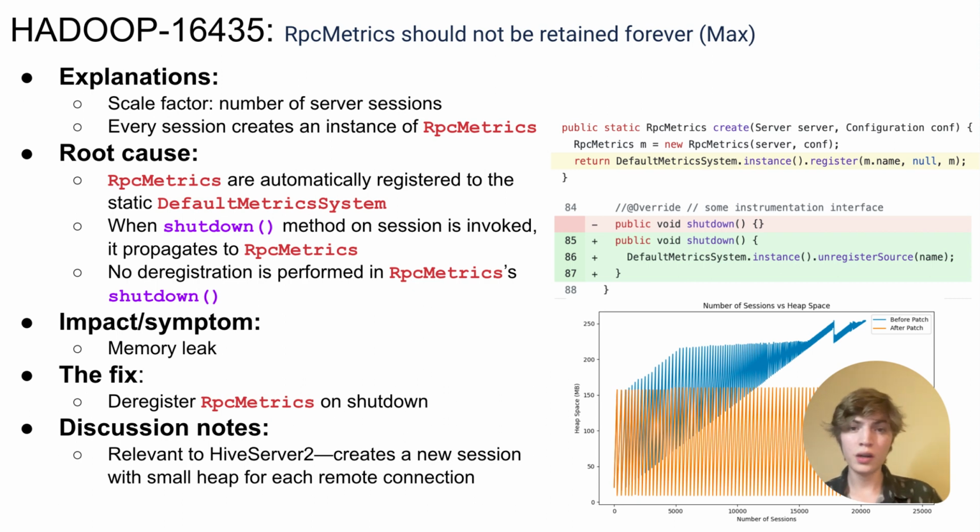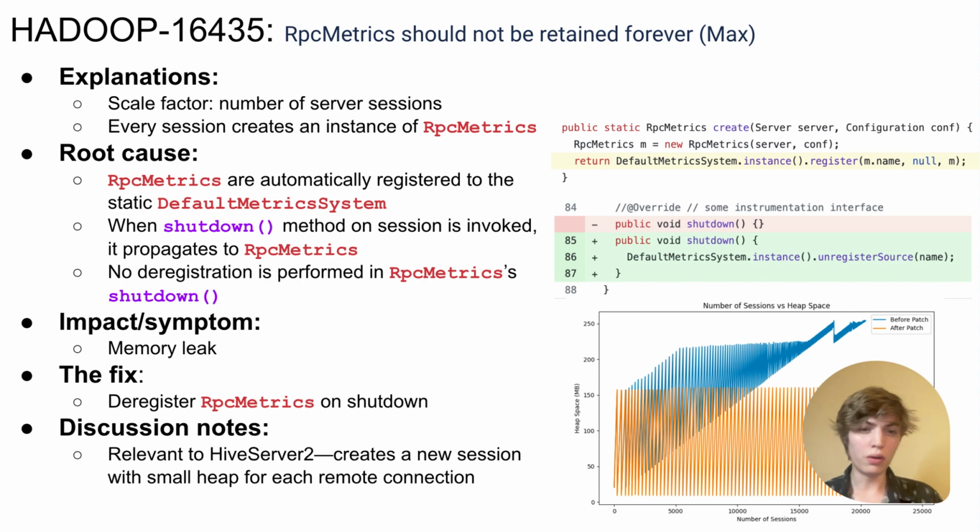So the issue here was that RPC metrics were being created within each session. Now, these RPC metrics would catalog data like lock time, processing time, and wait time within each session. So as you can imagine, across even a modest amount of time, there would be a lot of metrics aggregated within each of these RPC metrics classes.